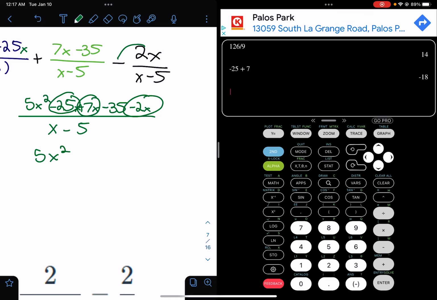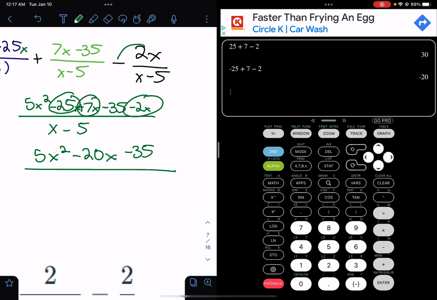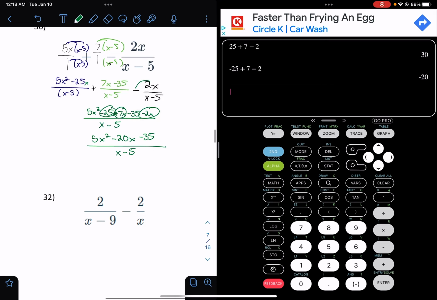So we get negative 25 plus 7 minus 2. And that gives me, what was a negative 25? So that gives me a minus 20x. And then there's nothing to combine with the 35. So we get this, x minus 5. All right. Wonderful. So that would be our answer there.